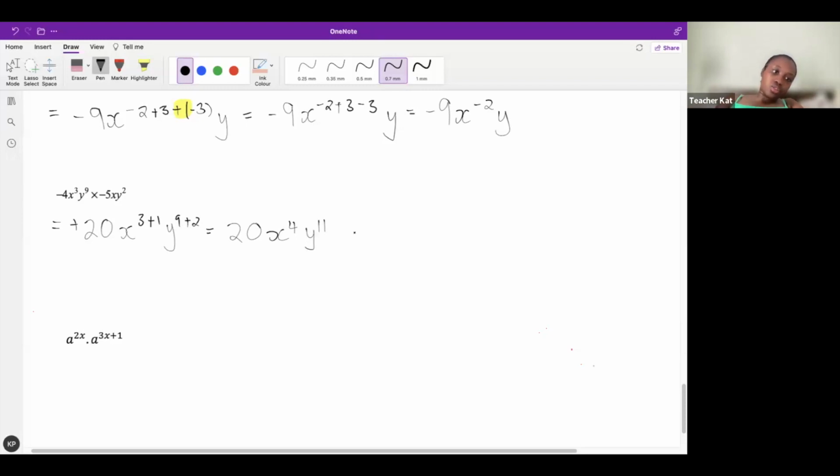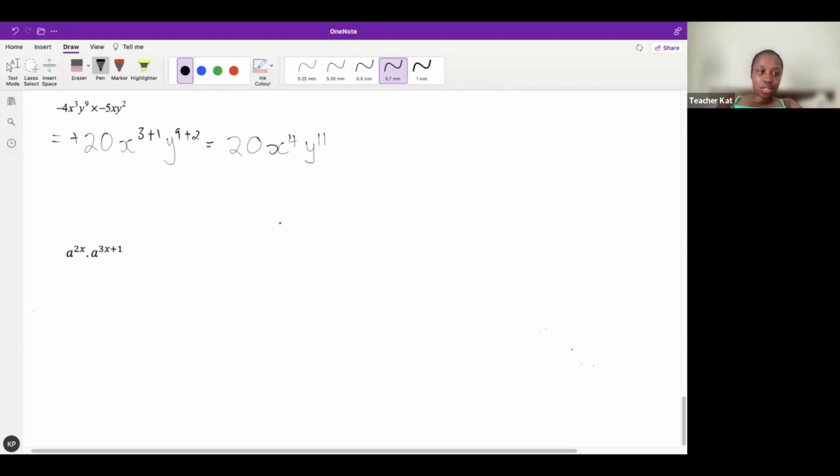Okay, let's do this one and then I'll have a nice check-in and I'll allow you guys to screenshot. Here we have the same base, so it's pretty easy. We have a to the power of 2x plus 3x plus 1. So my final answer will be a to the power of what? Let's see if we remember this one. 5x plus 1.